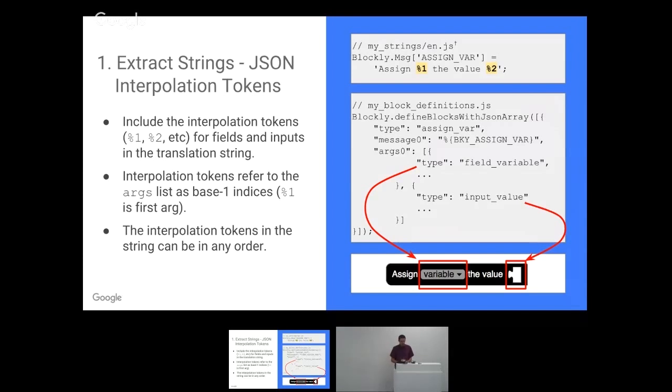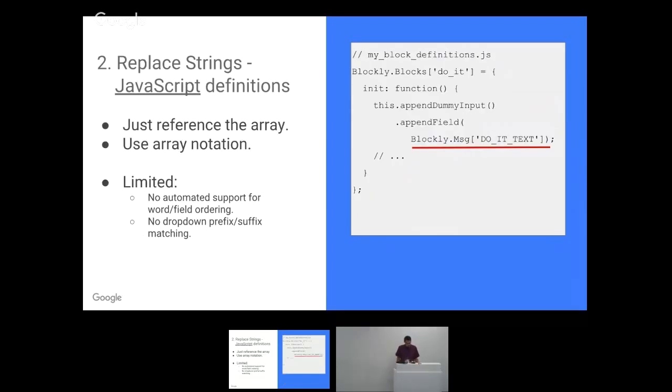So we have message 0 referencing back to the assigned variable, and the first one, the %1, refers to the first element. Notice this is base 1 indexing for the variable field, and then %2 references the input that's getting assigned to that. So at the bottom, we actually have that block rendered. We assign the variable to the value in the input. So then we want to replace the strings.